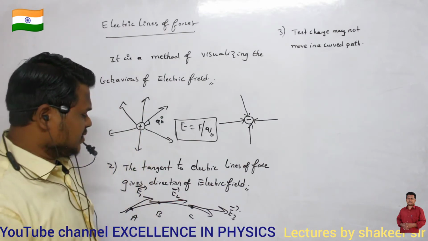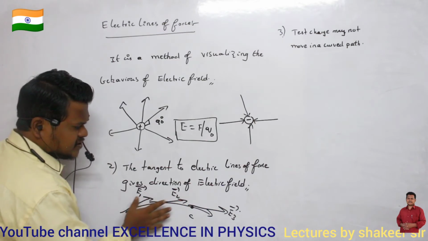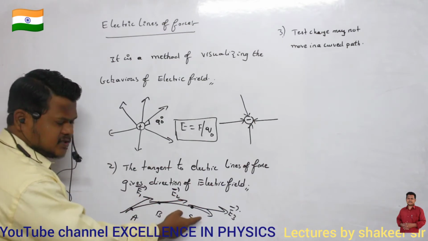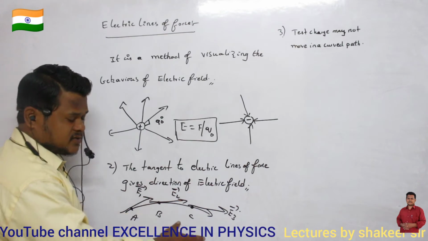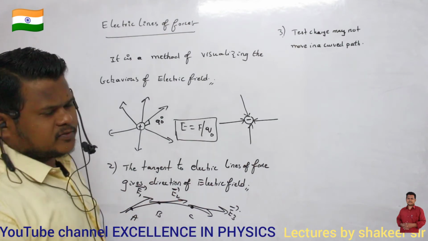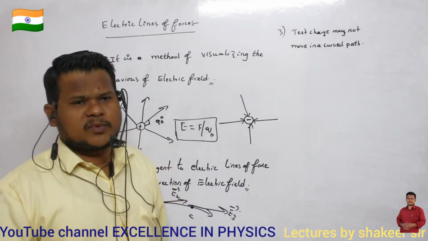Centripetal force is required. But is this force giving centripetal force? What kind of force is it providing? Tangential force. So therefore, the body cannot move in a circular path. Are you able to understand?